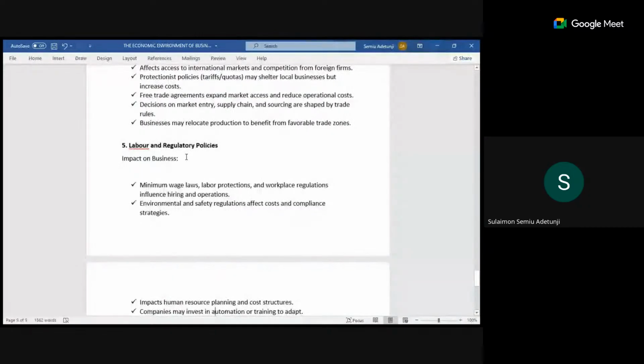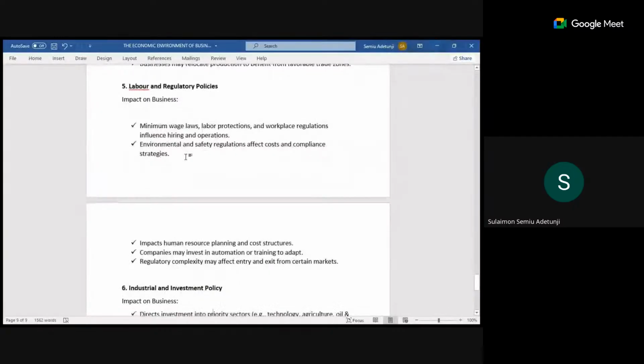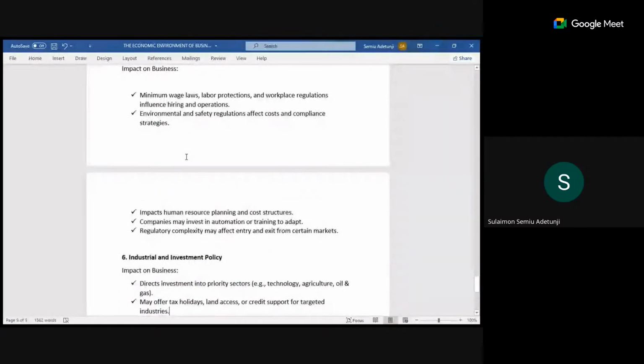The environmental and safety regulation affect cost and compliance strategies. Impact on human resources planning and cost structures. Companies may invest in automation or training to adapt. Regulatory complexity may affect entry and exit from certain markets. Once the regulation of a particular market is too rigid or too difficult, then the entry and exit of that market will not be easy.